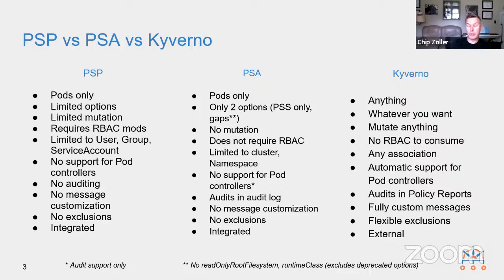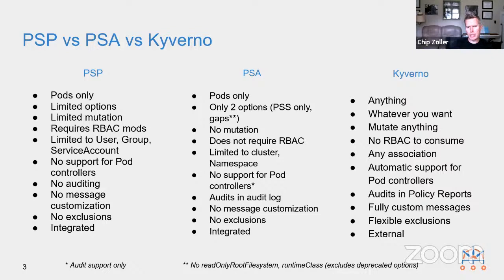Second line item here: you have limited options with PSPs. For those that are using PSPs, you only have, I think, around 16 or so fields in PSPs, and that's what you get. So it doesn't cover everything that's in the pod spec. It's just the things that impact most of the security aspects of a pod. So you have fairly limited options.